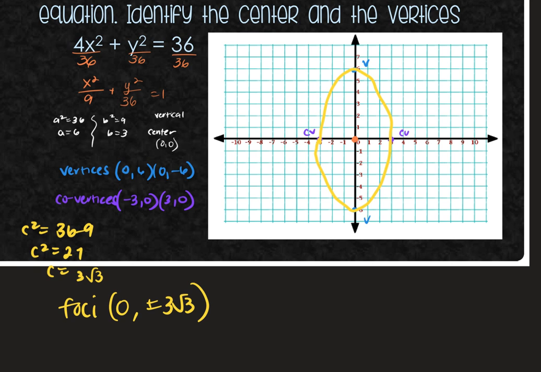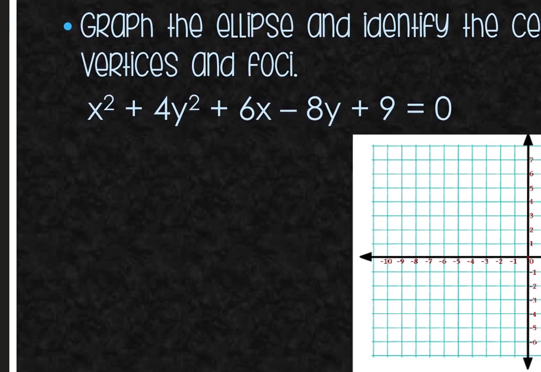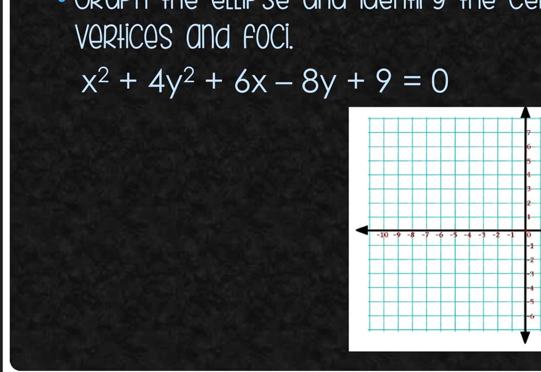Good? Okay. All right, example 3 says graph the ellipse and identify the center, vertices, and foci. What do we got to do with this guy? You make it standard. How do I make it standard? Complete the square. Not once, but twice. Because you got the x squared and the x, the y squared and the y. So we're going to group it.